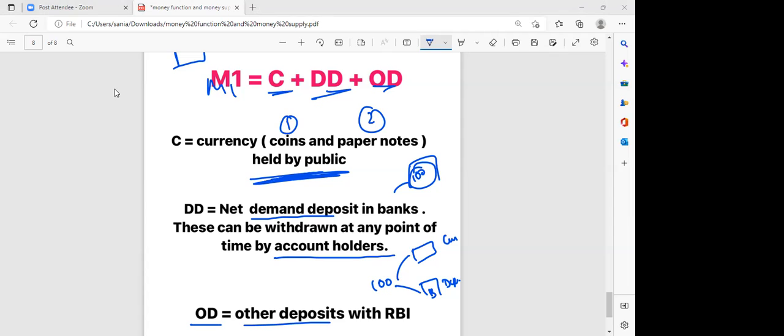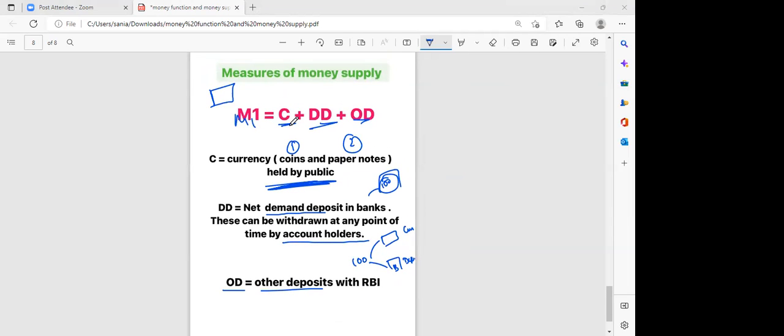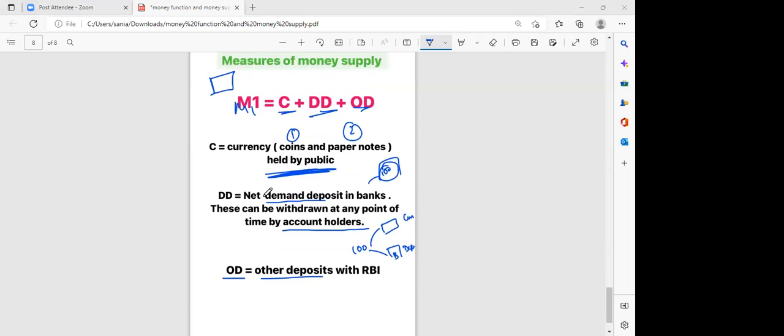Okay, so basically this is the formula to measure money supply, M1 equals C plus DD plus OD. So just revise it and then you'll tell me the formula, plus what C stands for, what DD stands for, and what OD stands for.